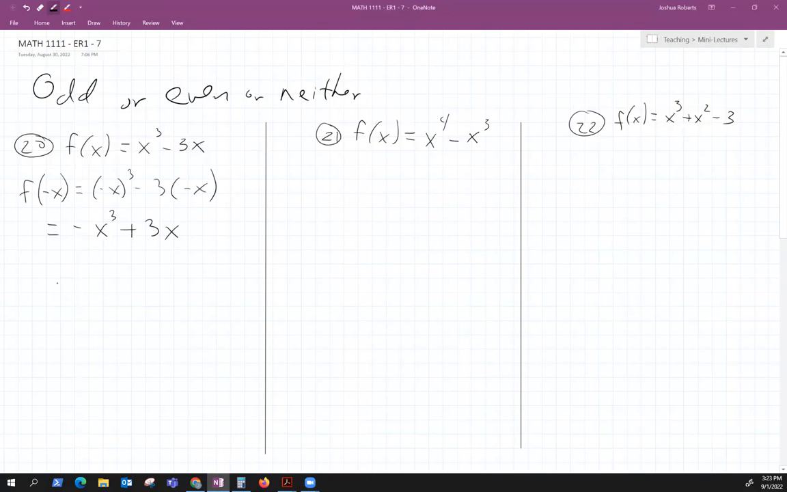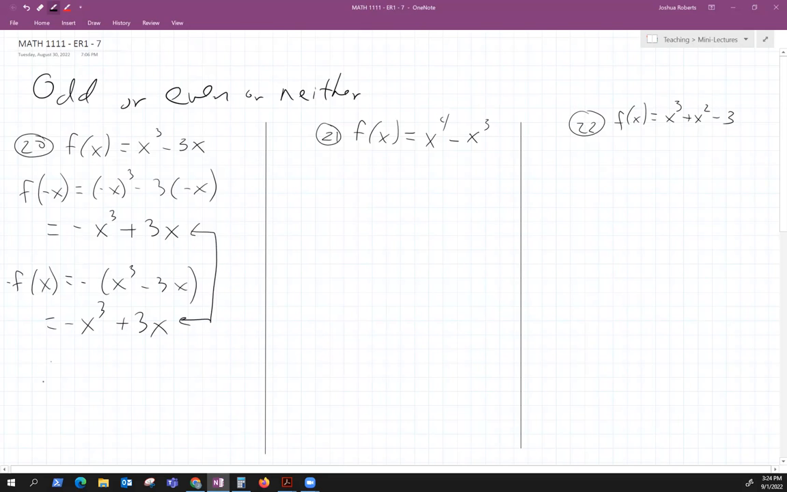If f of negative x is the same thing as f of x, it's an even function. That's not the case here. If f of negative x is equal to negative f of x, it's an odd function. Negative f of x would be negative x cubed minus 3x, but that is negative x cubed plus 3x. Notice that these two are the same, so this is an odd function.